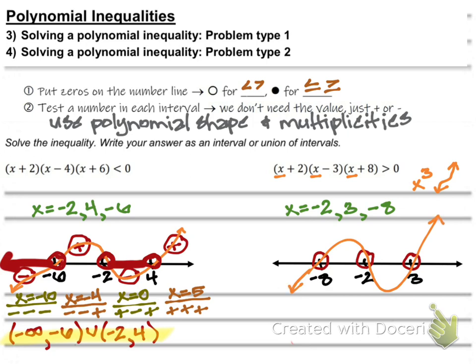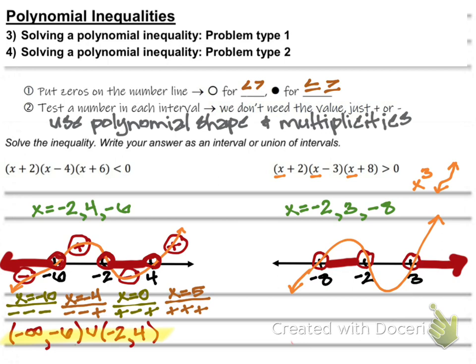I can also test the intervals and find out that it's negative, positive, right? But why test the intervals if I understand what kind of guy this is going to be? We want greater than, so that's where it is above the x-axis, which is between negative 8 and negative 2, and to the right of 3.